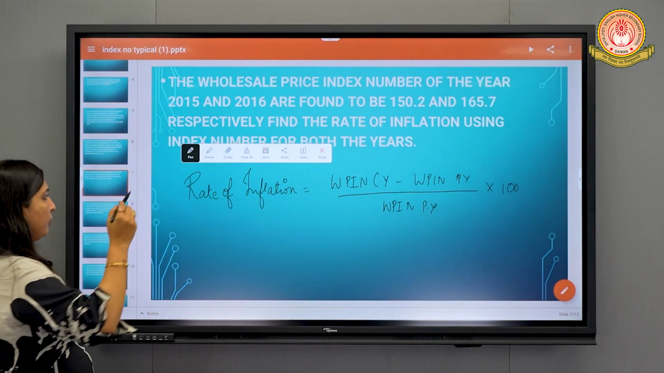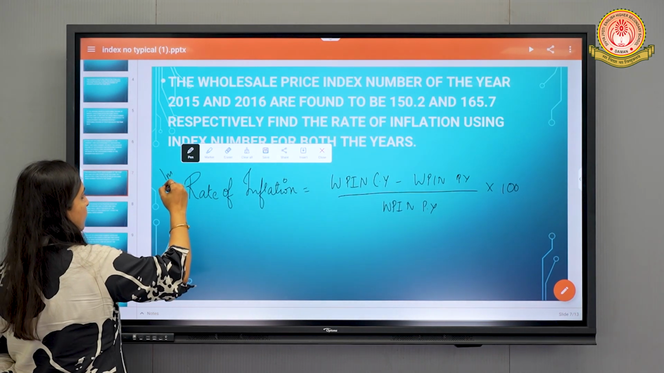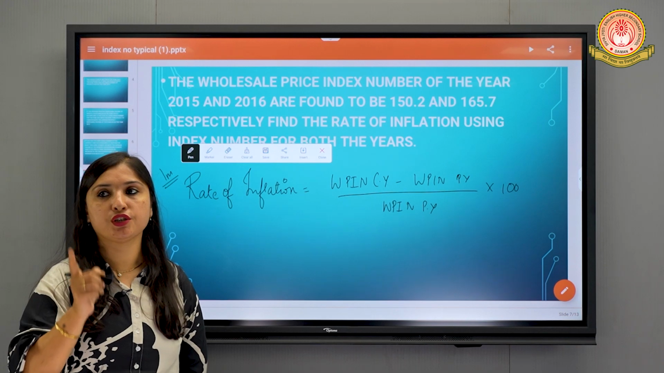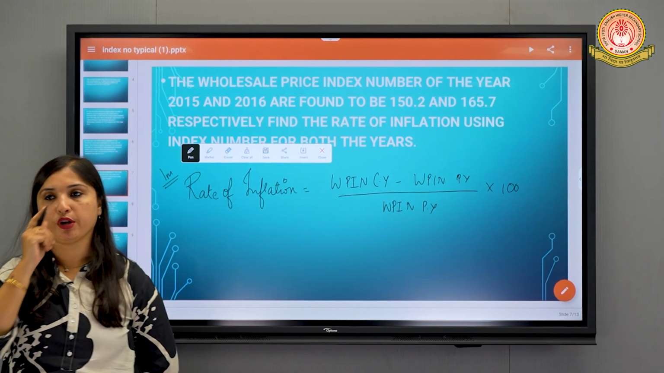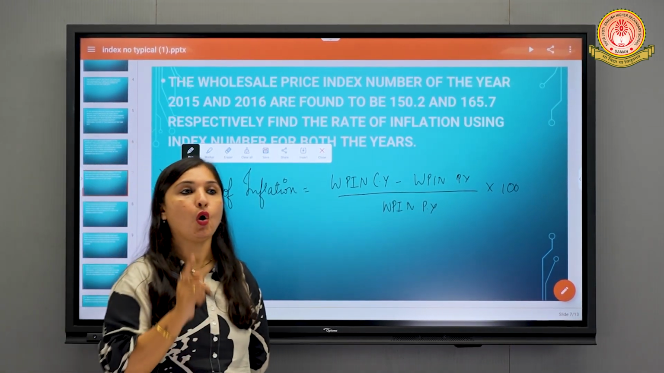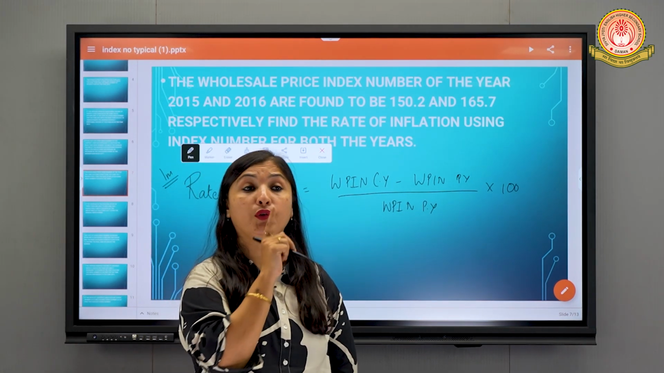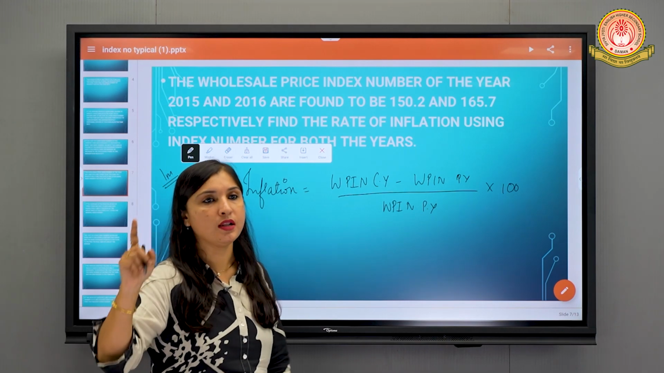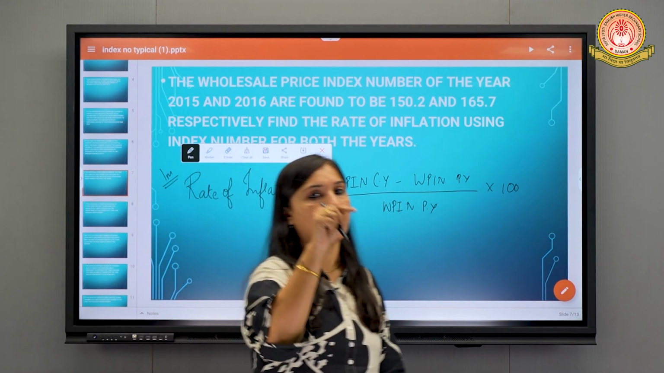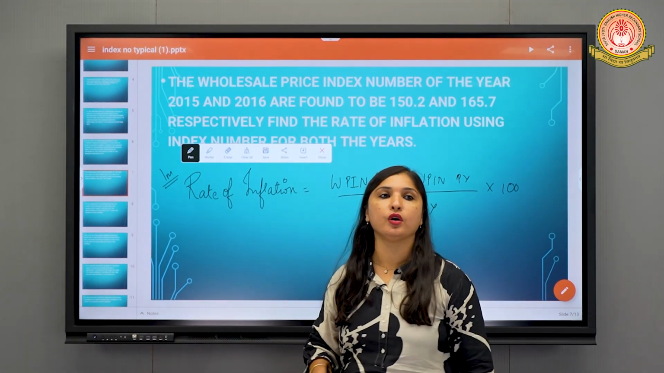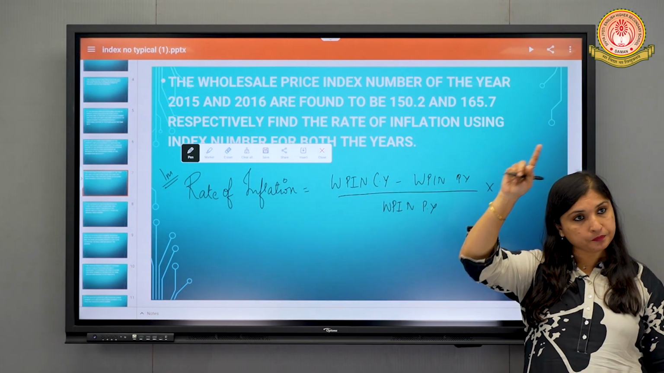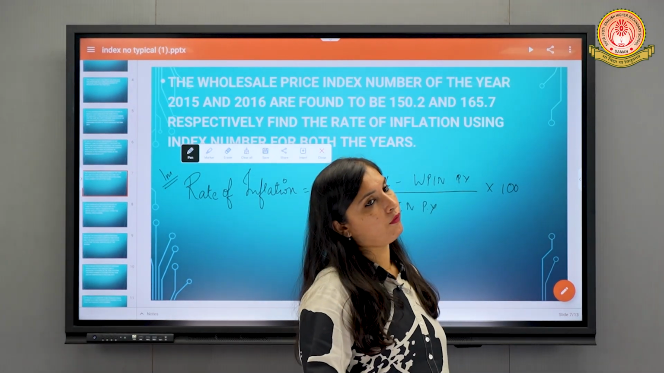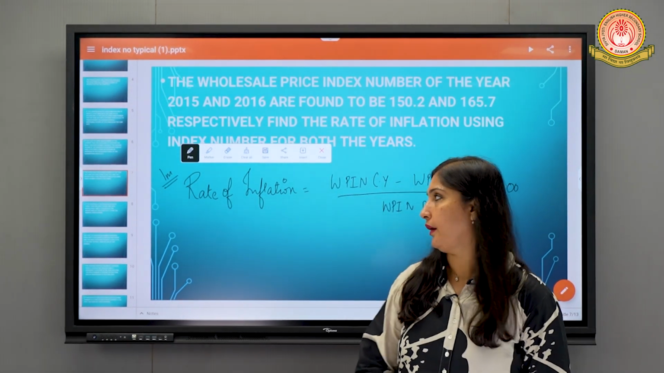Now what I would like to tell you is this formula is also asked many times for 1 mark. So you have to remember this formula. Rate of inflation formula is asked for 1 mark. So what is the formula of rate of inflation? Wholesale price index, and you have to write the whole line. I have just written the short form. You have to write the whole line. Wholesale price index of the current year minus wholesale price index of the previous year, divided by wholesale price index of the previous year, into 100.